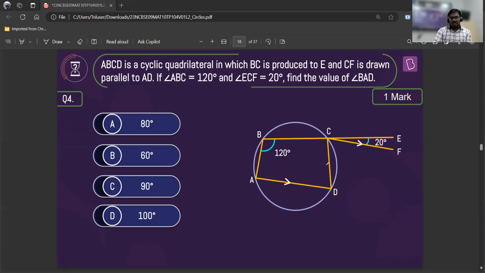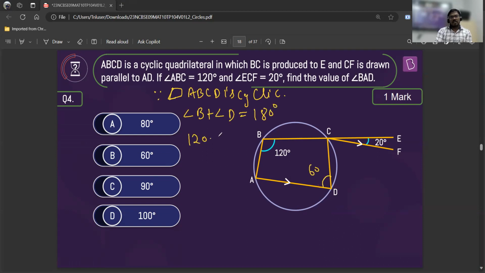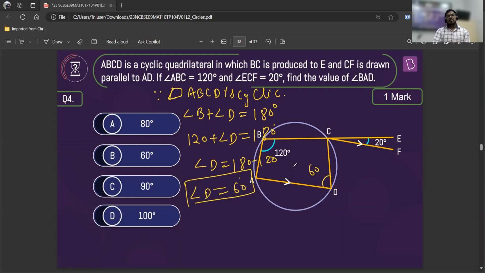Just look, this is 60. Why? Because quadrilateral ABCD is cyclic. This means angle B plus angle D is equal to 180. So B is 120 plus angle D is equal to 180. That means angle D is equal to 180 minus 120, that gives you 60. Angle D is equal to 60.